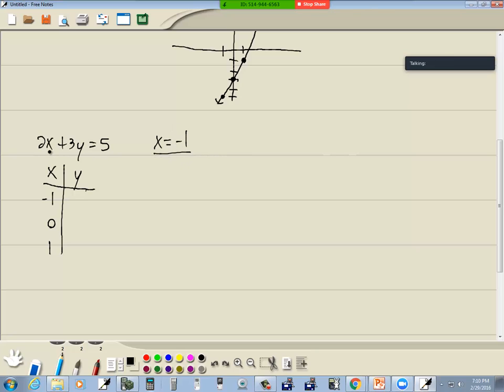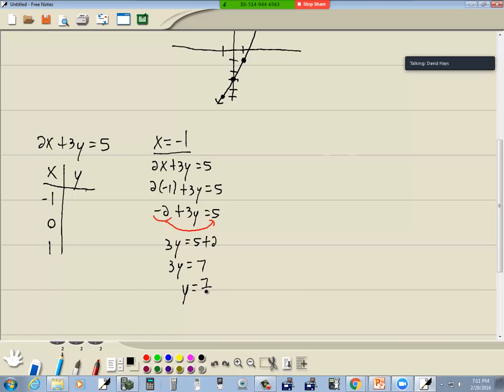So if I plug in x equals negative 1, then this 2x plus 3y is equal to 5. We got 2 times negative 1 plus 3y is equal to 5. 2 times negative 1 is negative 2 plus 3y equals 5. And remember, solving equations, well, that's what this amounts to. Get rid of parentheses, get rid of fractions, get everything with a y on one side, numbers on the other side. So I take negative 2 over. Becomes a positive 2. We get 3y is equal to 7, or y is equal to 7/3.